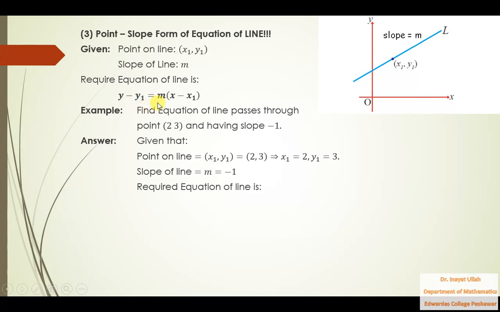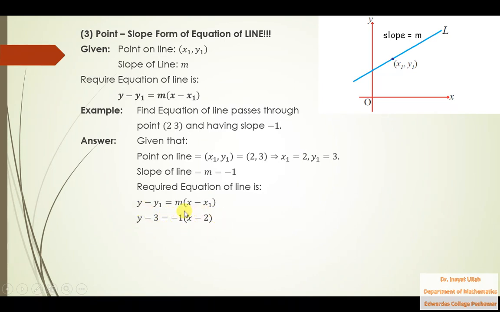So the required equation of line is y minus y1 is equal to m times x minus x1. Just replace the values. We need to replace y1 by 3, m by -1, and x1 by 2. Putting all those values in the equation, we replace y1 by 3, m by -1 because m is -1, and x1 by 2 because x1 is 2. So this is the desired equation of line.